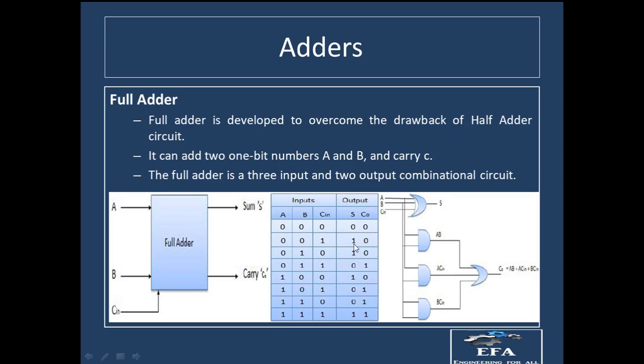So therefore the output is equal to 1 at the sum part and the carry will be equal to 0. Similarly at this point also we can have 0 plus 1 is 1, 1 plus 0 is 1, right? So again we are having sum but there is no carry. Okay, let us talk about the next part.